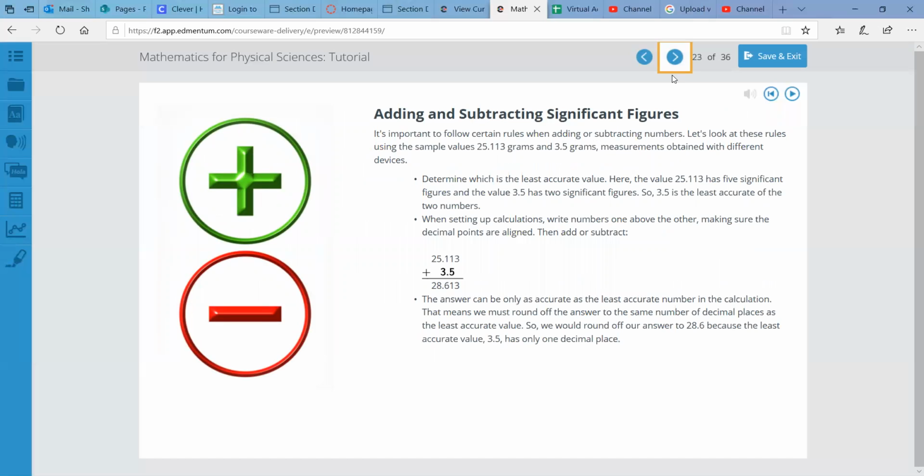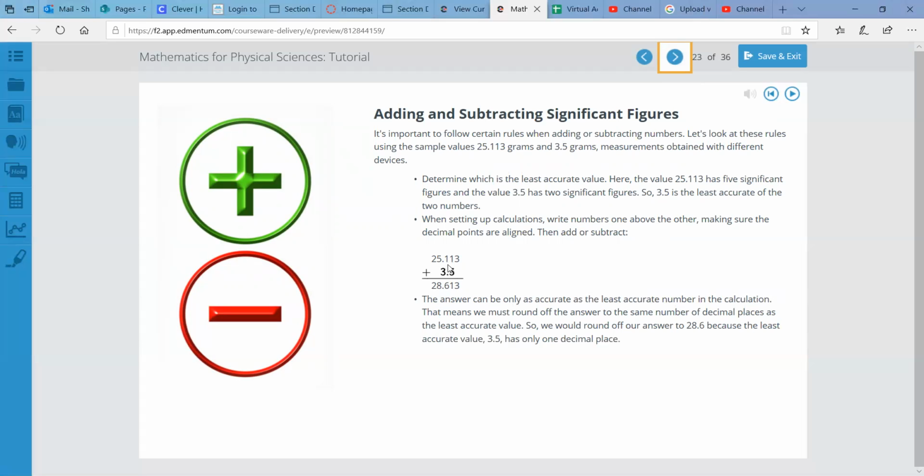And when you add and subtract sig figs, there are certain rules. If you subtract something with 2 different significant figures, you use the most accurate. Or the least accurate, sorry. When you add, you have to use the least accurate number because that's the limiting factor here.